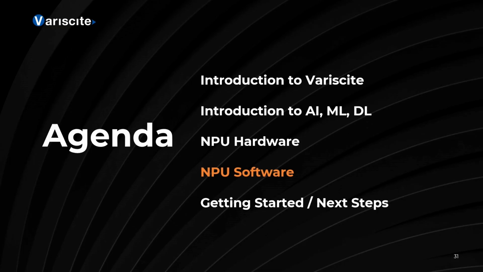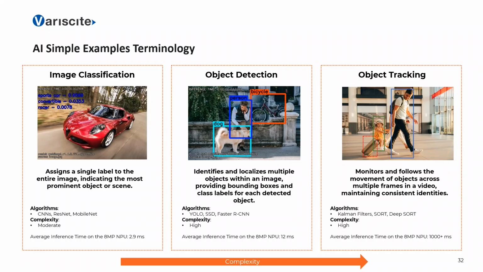Now let's look a little closer at the NPU software. Let's start out with an example. Here we have examples of 3 different image processing applications: image classification, object detection, and object tracking. On the left is image classification, where the model assigns a label to the entire image, identifying the most prominent object. In this example, the overlay shows 3 different probabilities: a sports car, a convertible, and a racer. On the i.MX8M+, the inference time is about 2.9 milliseconds.